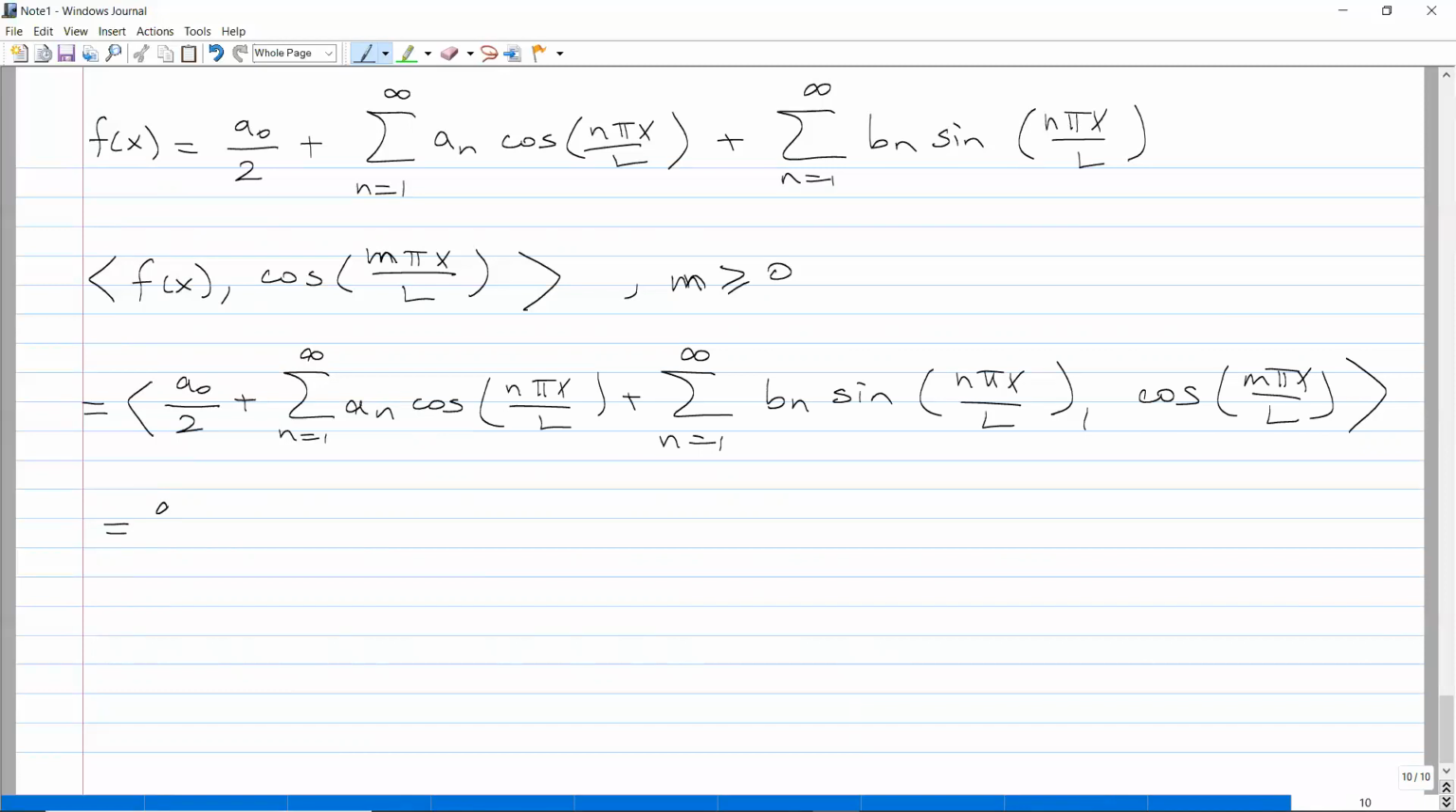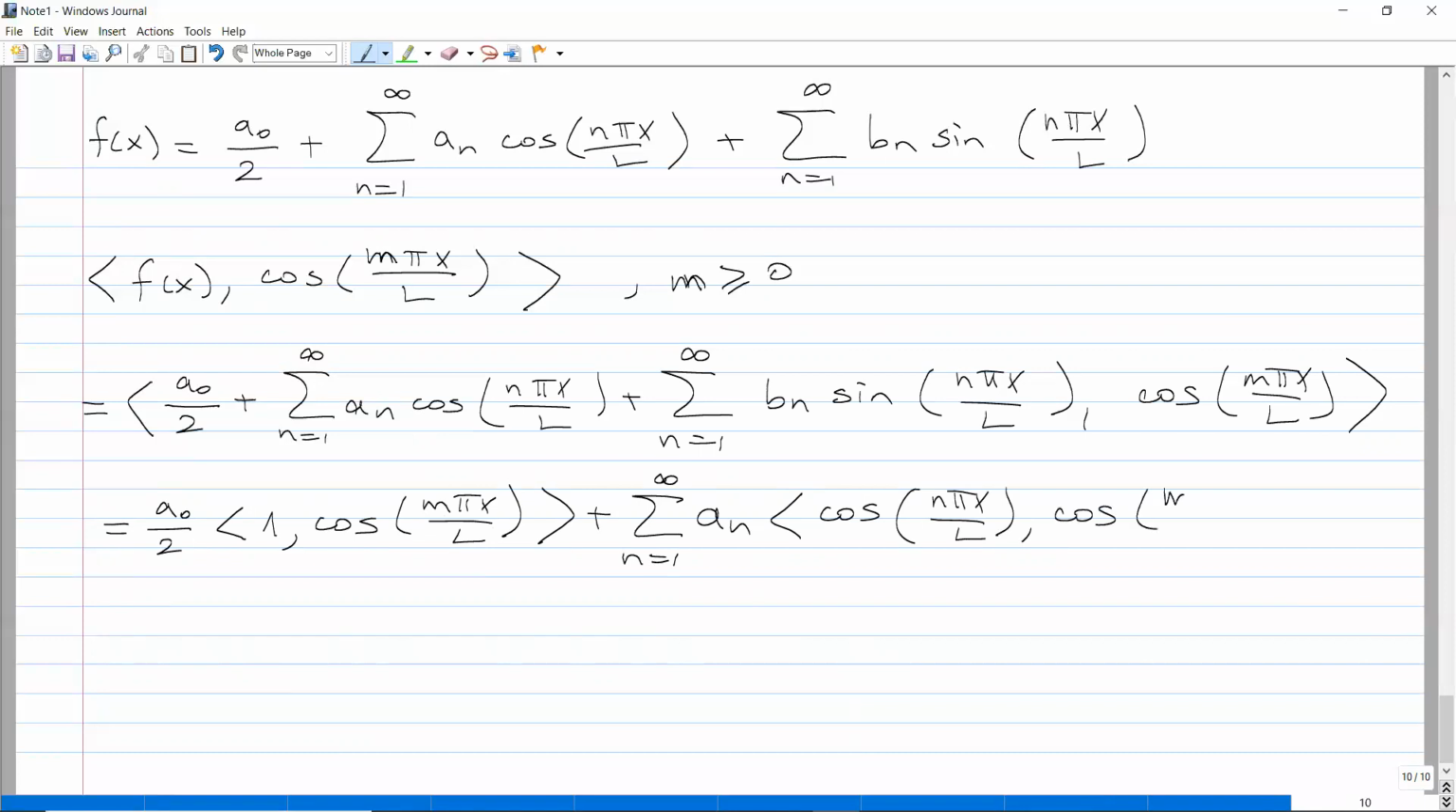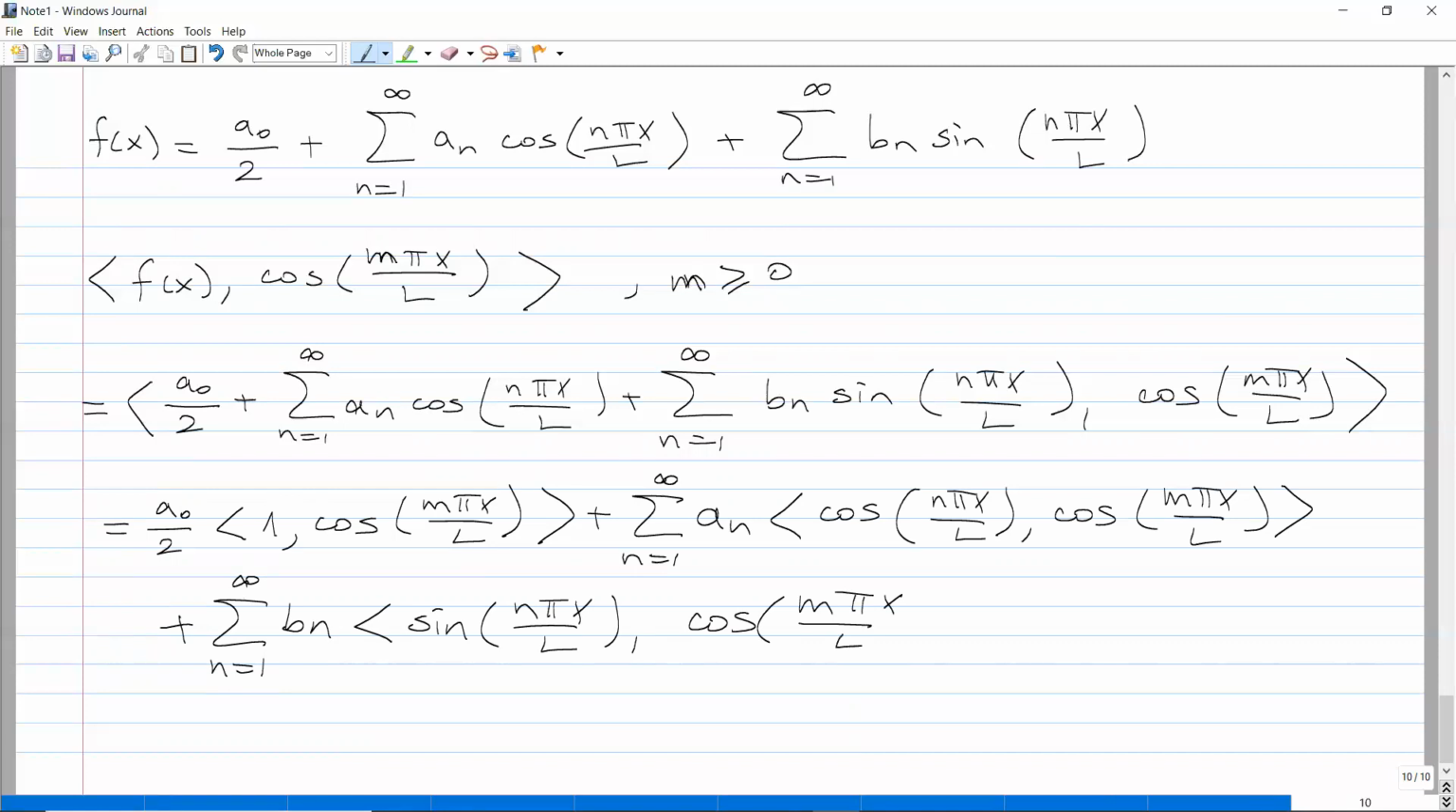Okay, so we have a0 over 2 times the inner product of 1 with cosine m pi x over L, plus the sum from n equals 1 to infinity of an times the inner product of cosine n pi x over L with cosine m pi x over L, plus an infinite sum from n equals 1 to infinity of bn times the inner product of sine n pi x over L with cosine m pi x over L. Okay, for the inner product of sine and cosine, we know that it is always 0.